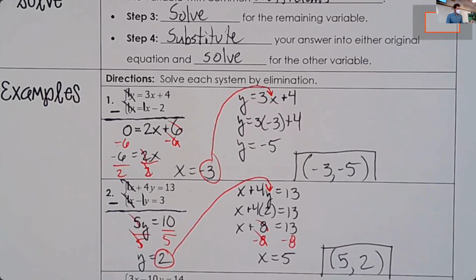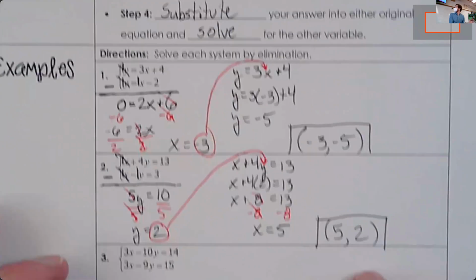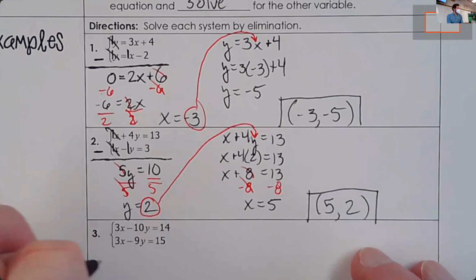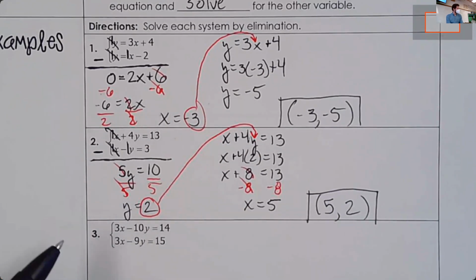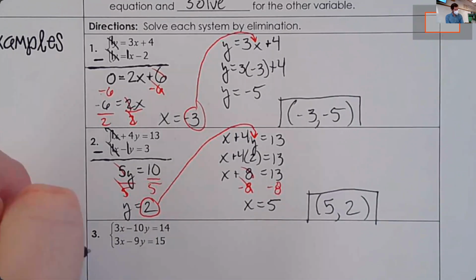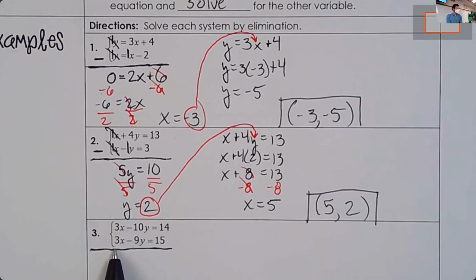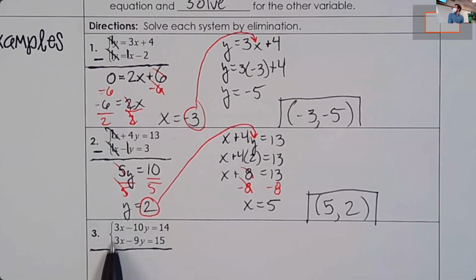So I'm going to help you get started on number 3, and then I'm going to have you finish it up on your own. So here we go. Number 3. We have our equations all lined up. X's over x's, y's over y's, numbers over numbers. So we're good to go ahead and just start eliminating because we do have a common coefficient here with our x's again. 3 is in front of both of them.